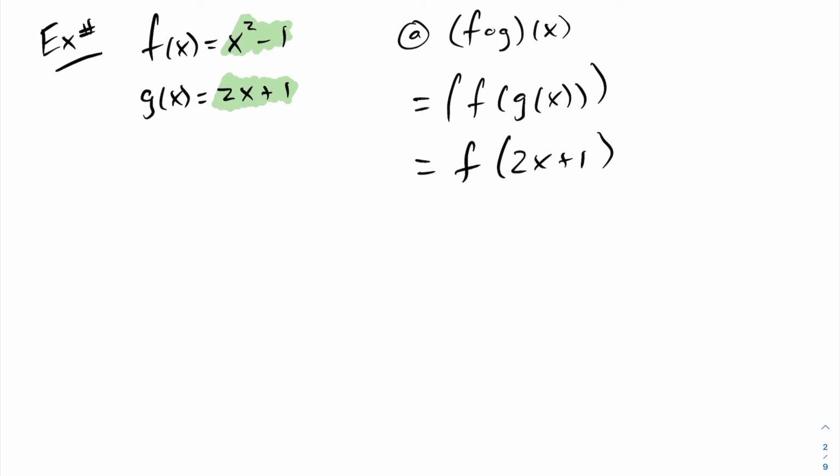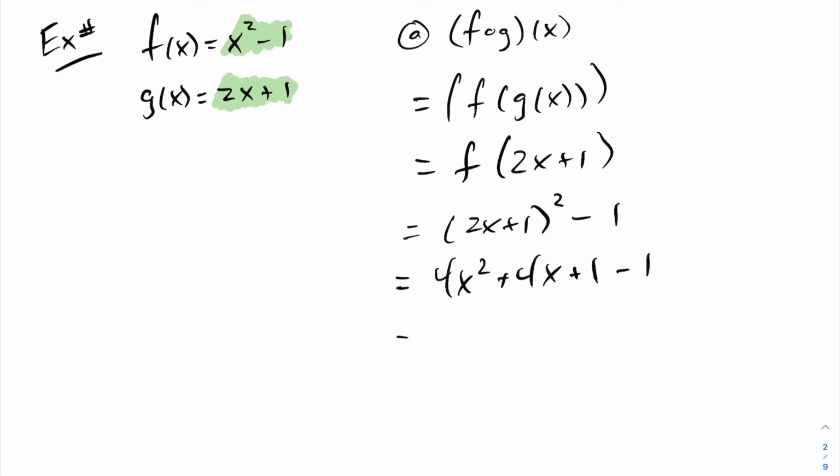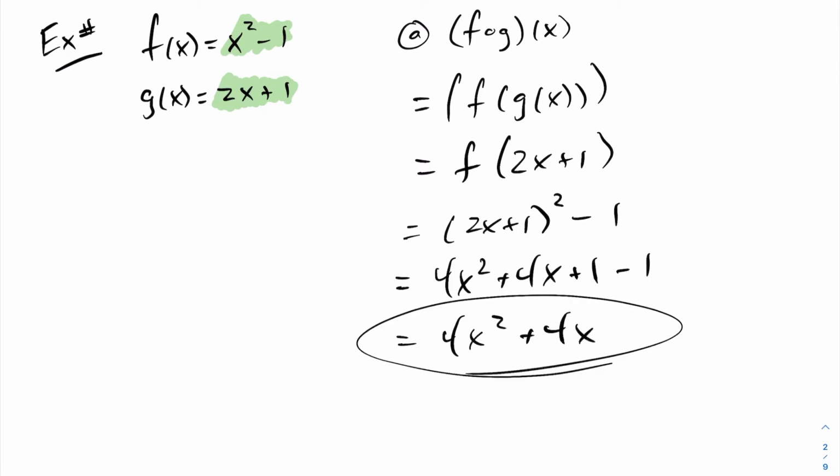And now we go back to our function notation lesson. So in this example here, everywhere you see an x for our function f, we're going to change that to a 2x plus 1, in which case we get 2x plus 1 quantity squared minus 1. Expanding this out, you square the first, times second times 2, and square the last. And simplifying a bit, we have that f composite g is equal to 4x squared plus 4x. So this is the new function we've created here.